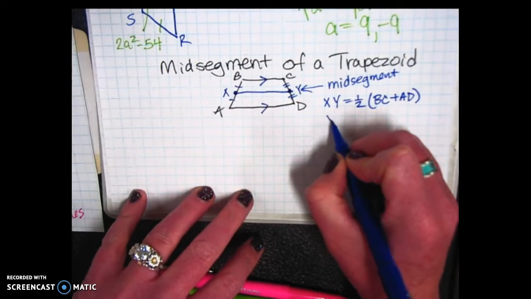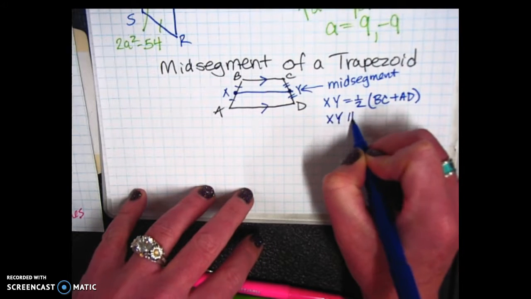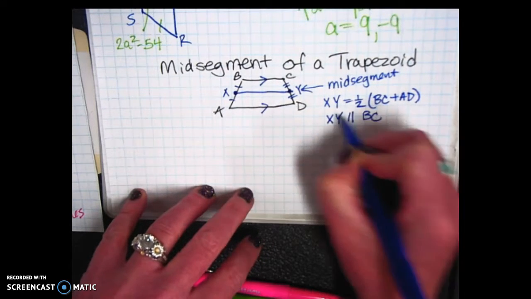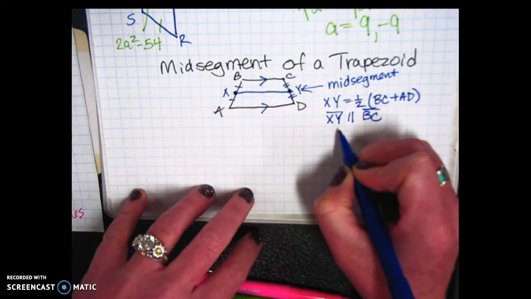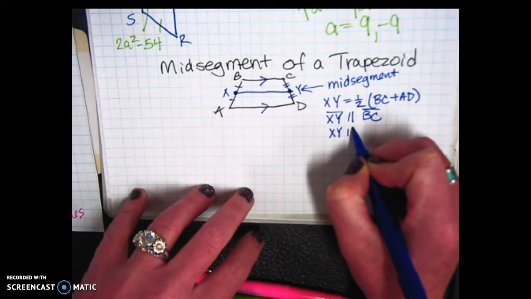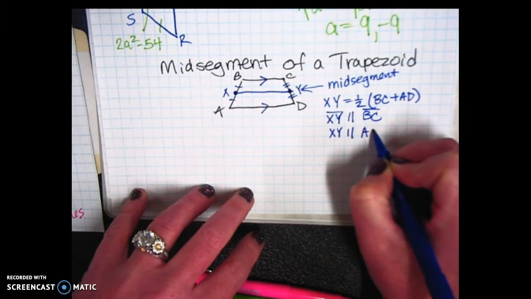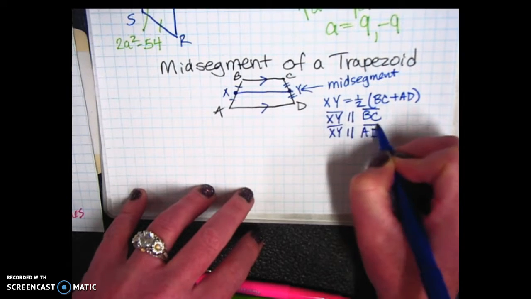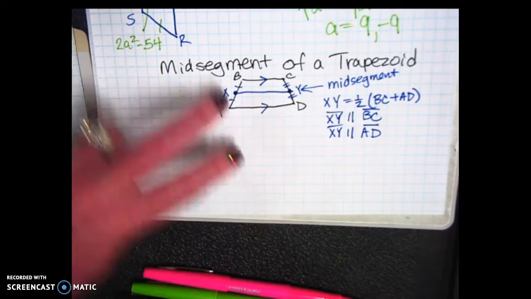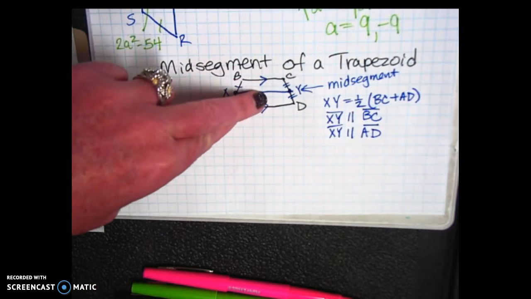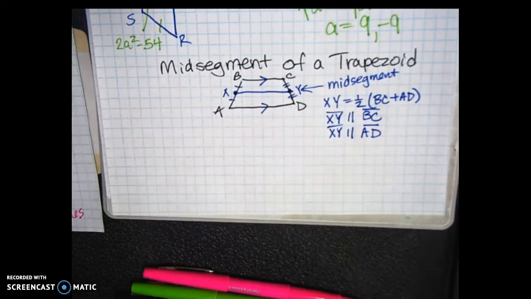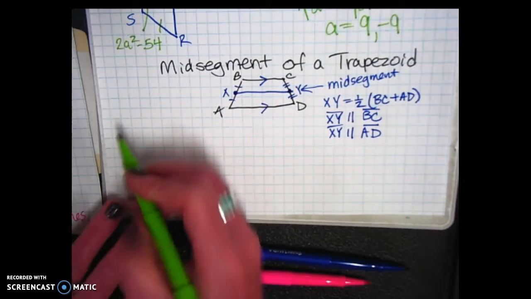The other thing that's special about the mid segment is that it's parallel to both of the 2 sides. So XY is parallel to BC and XY is parallel to AD. Which makes sense because these 2 are parallel, so why wouldn't they both be parallel to the mid segment? Okay, so let's look at how you would solve that.